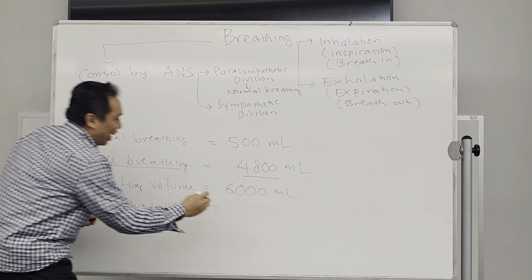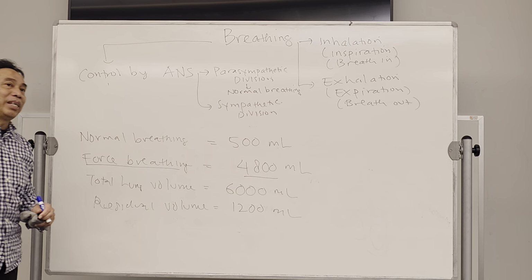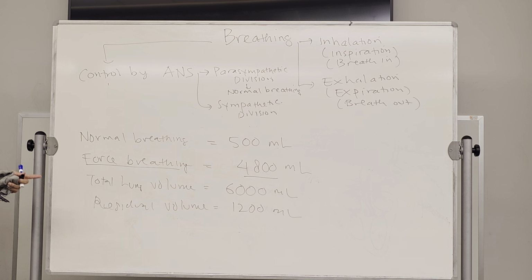1,200. So our residual volume, the one always about 1.2 liters of air, will stay in the lung even though we force breathing. Okay, so this is the breathing, the exchange of gas during either normal breathing or forced breathing. And again, the total lung volume is 6,000.